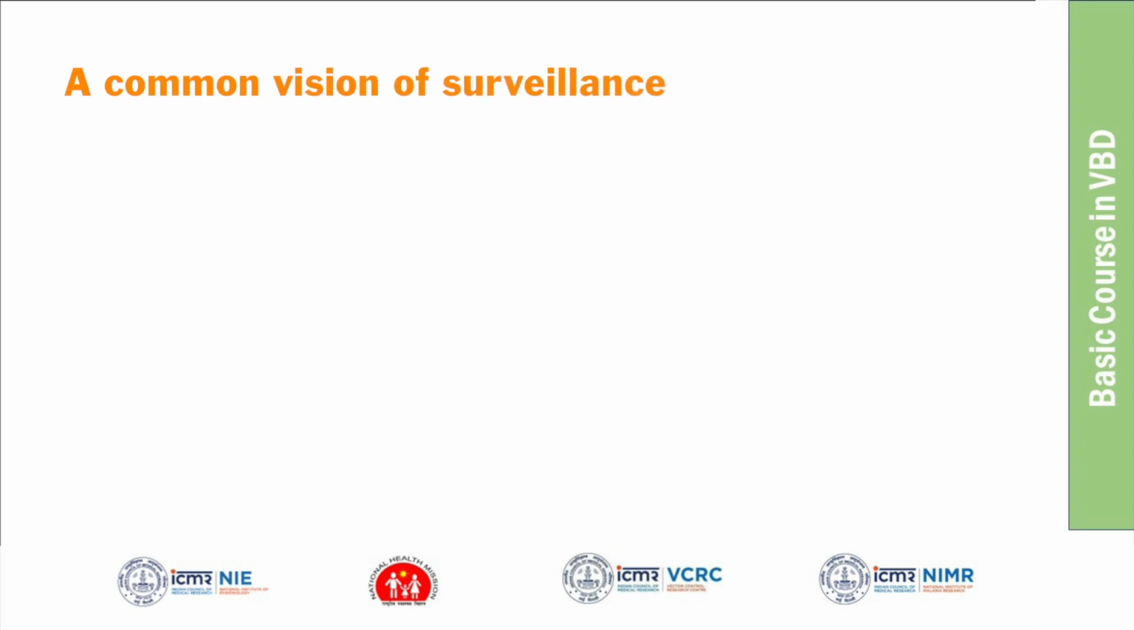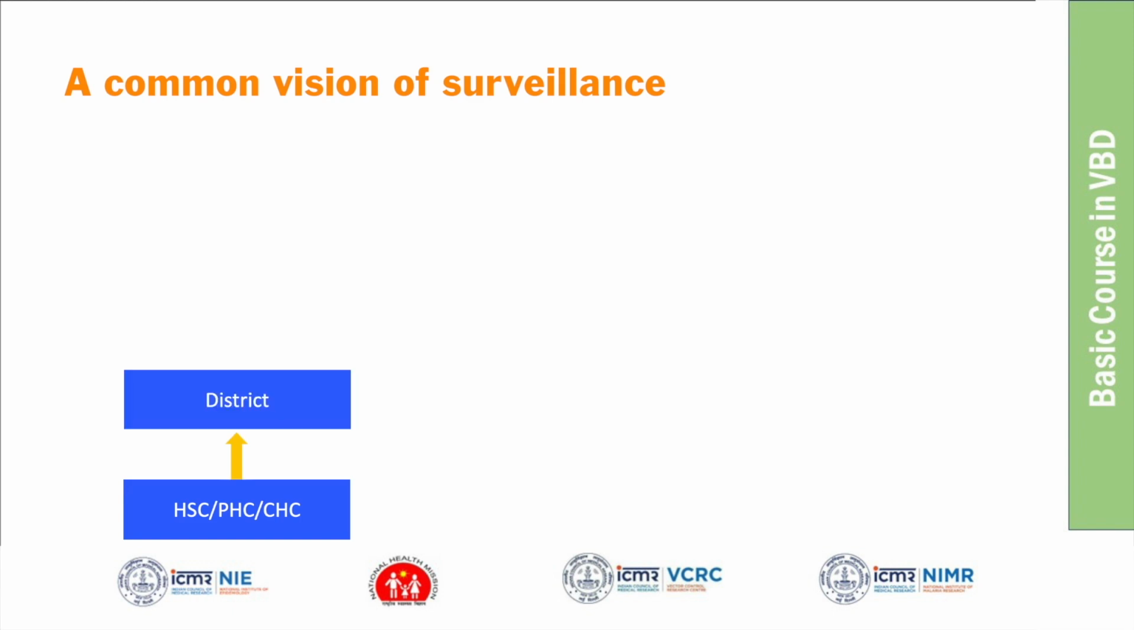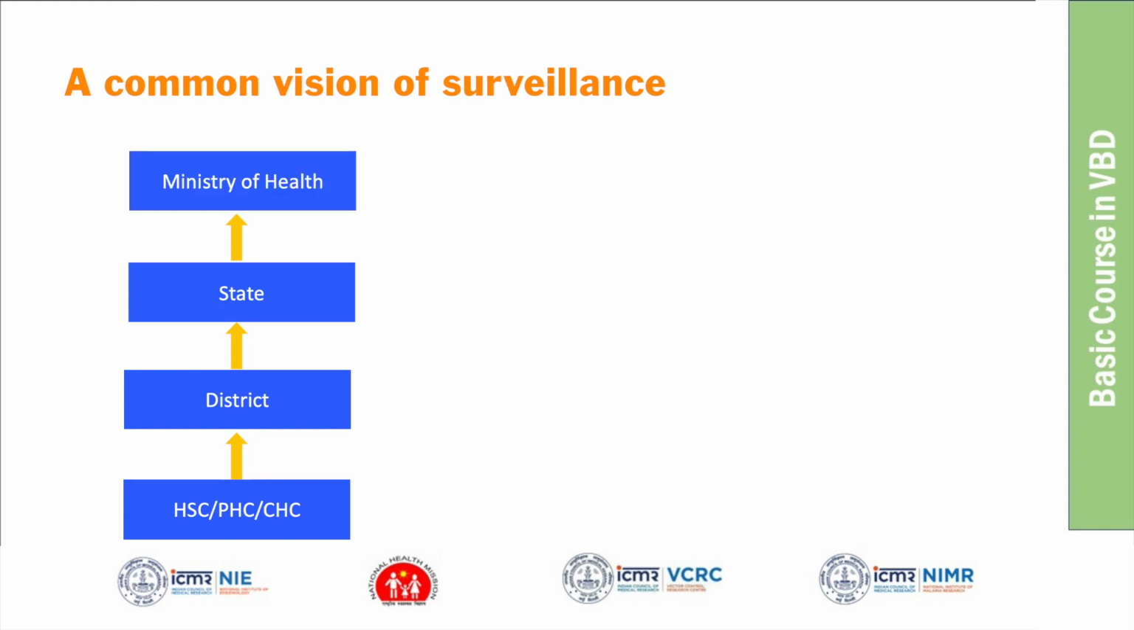So before entering into the definition of surveillance, we will see the common understanding among people. Most of us are already working in the surveillance system, or we know what surveillance is, but many people misunderstand. They think they're just collecting data from a sub center or primary health centers or community centers. The data goes to district level, and the district level sends data to the state level, and the state level sends the collected data to the Ministry of Health and Family Welfare. But is that how surveillance runs? No. So in the coming slides, we will see what exactly a surveillance system is.